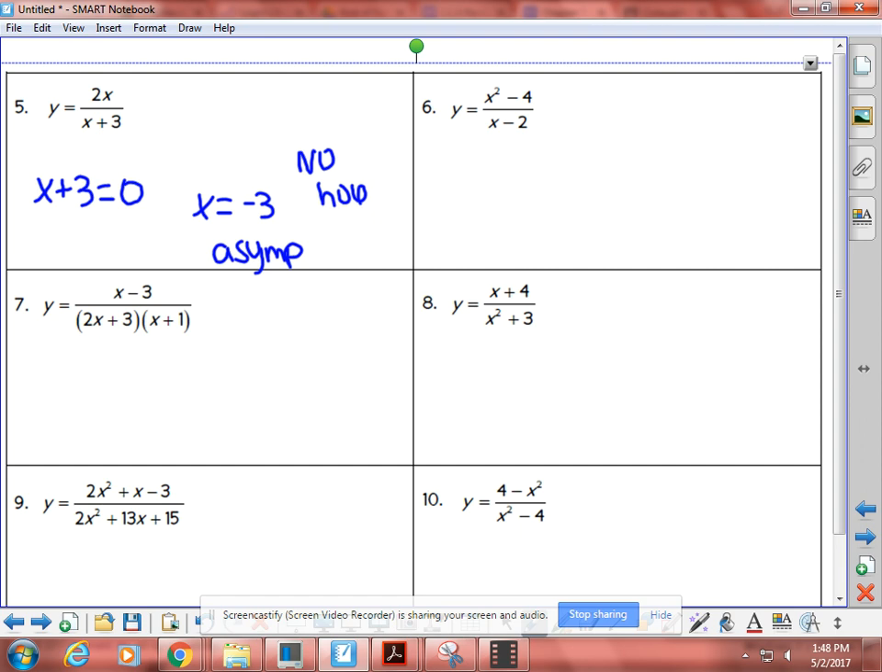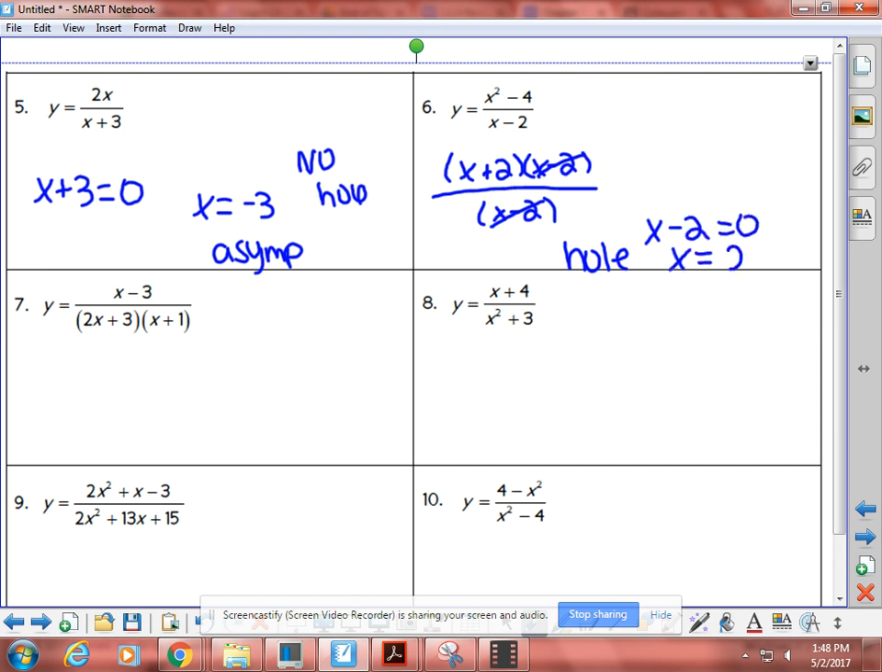My next one, I'm going to try and factor that one. The numerator is going to become x plus 2 and x minus 2. The denominator is going to become x minus 2. So with this now, I can cross these out, but when I cross them out, I know that that means a hole. So I'm going to have a hole at x minus 2 equals 0, so x equals 2. In terms of an asymptote, I'm going to look at my new equation and see what the denominator is. Well, my new equation has no denominator, so there is no asymptote. Okay, so holes are things you can remove. Asymptotes are what the denominator is when you set it equal to 0.